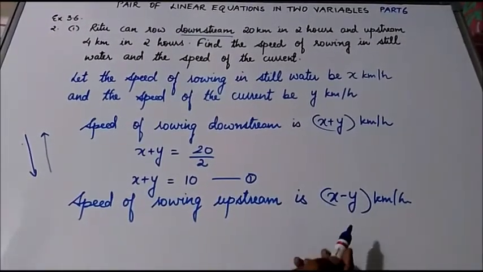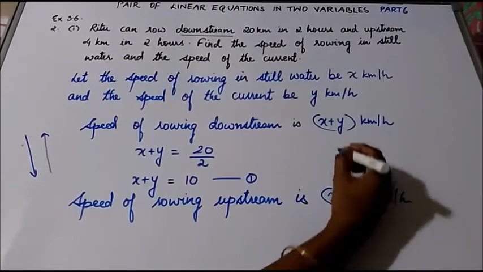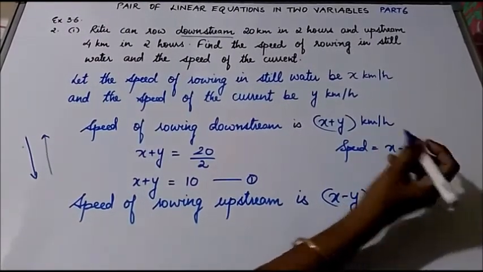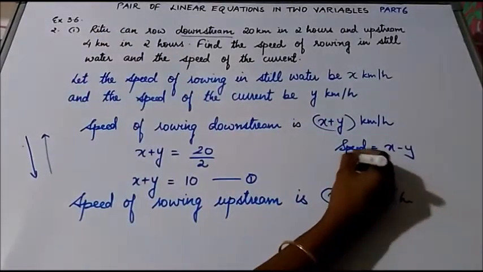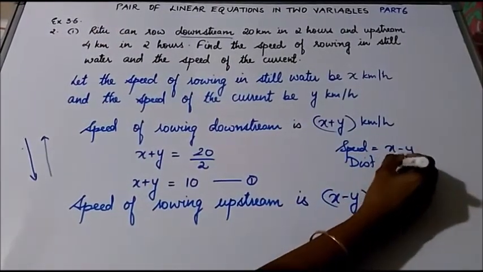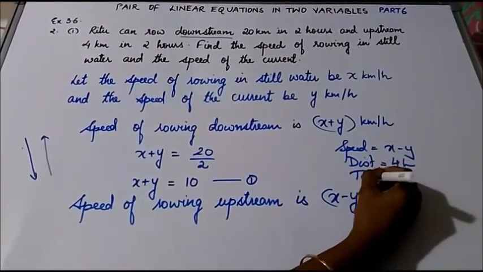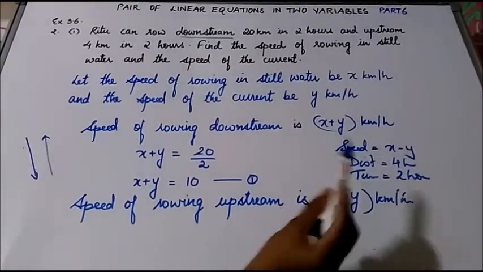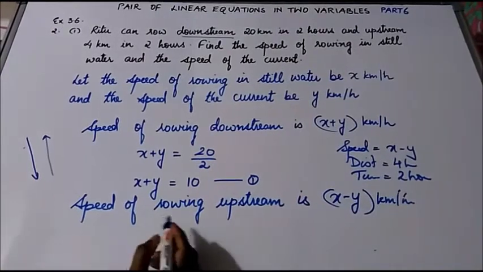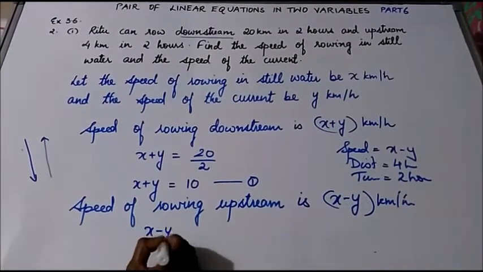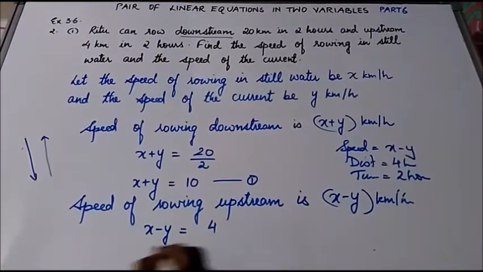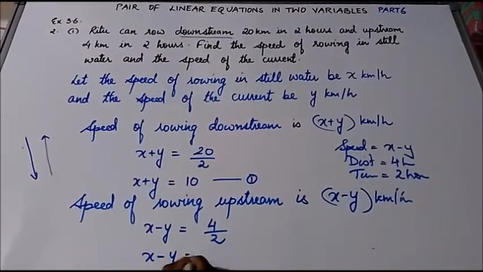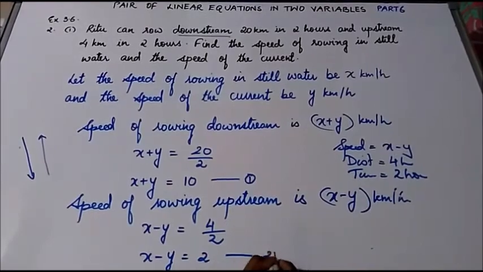Now here we know the speed is equal to x minus y. What is the distance? Distance is 4 km and time taken is 2 hours. We know speed is equal to distance upon time, so let us form the second equation. Speed x minus y is equal to distance 4 upon time 2. So you get the equation x minus y is equal to 2. This is your second equation.